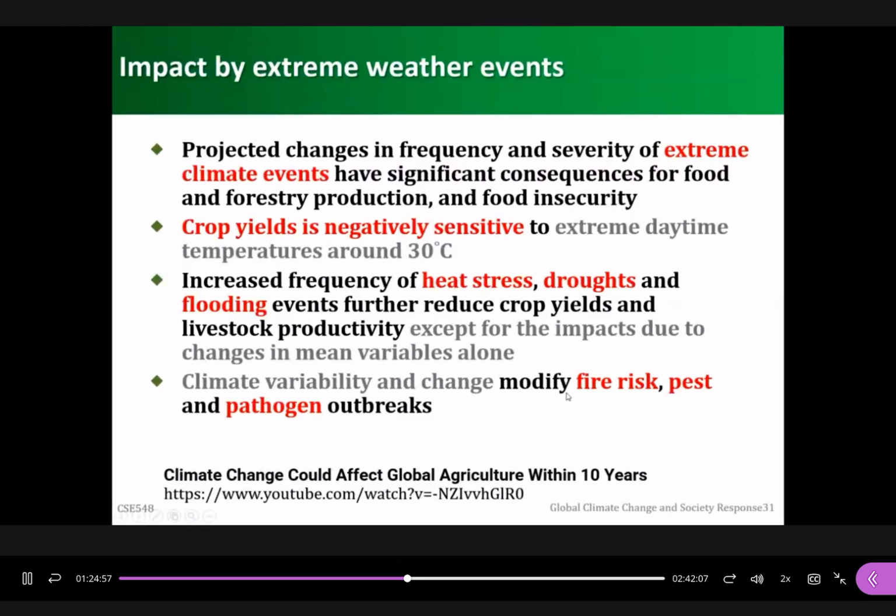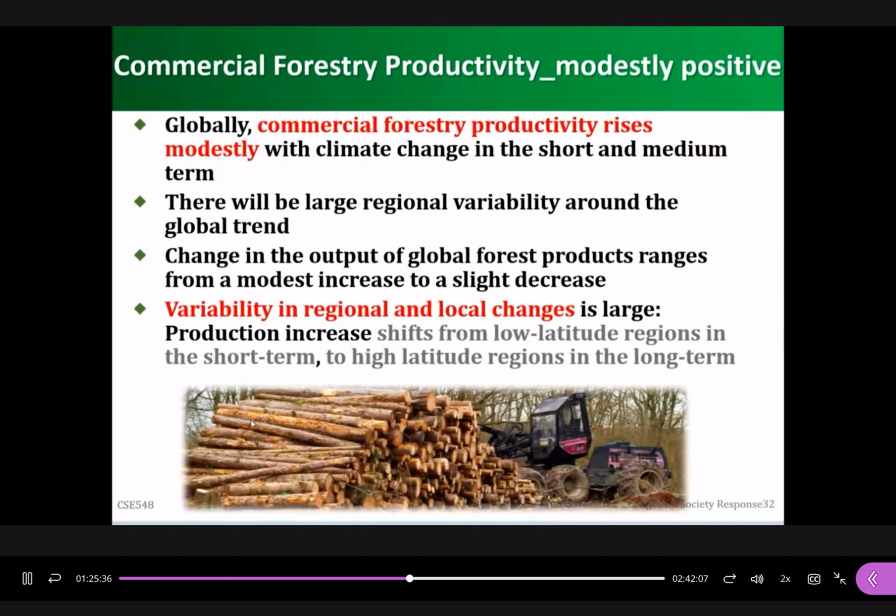Climate change will also modify the fire risk and pest and pathogen outbreaks. This is another factor of impact, because of the fire possibility and new pathogens invading new areas. Because of the temperature increase, viruses or bacteria that previously were not present can penetrate into these new regions and will affect the crop yield.